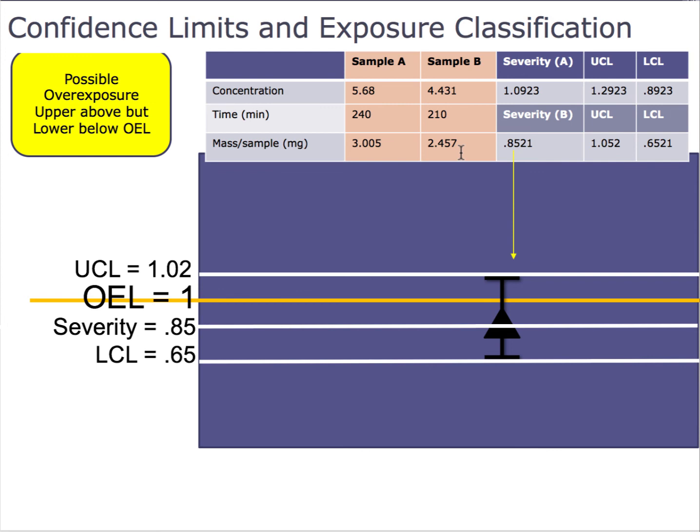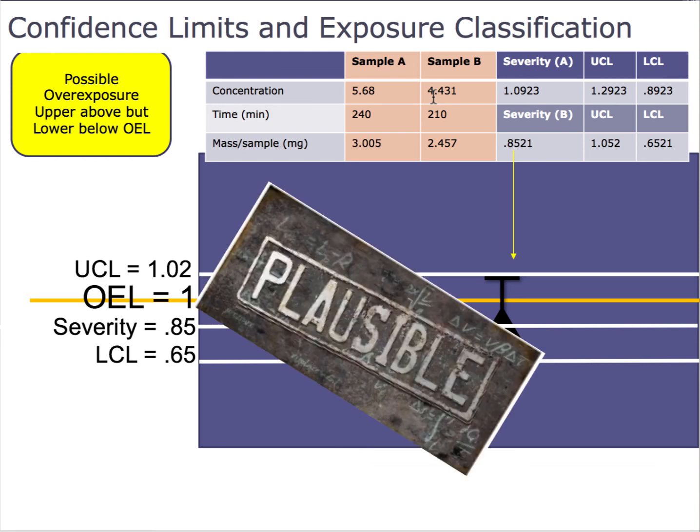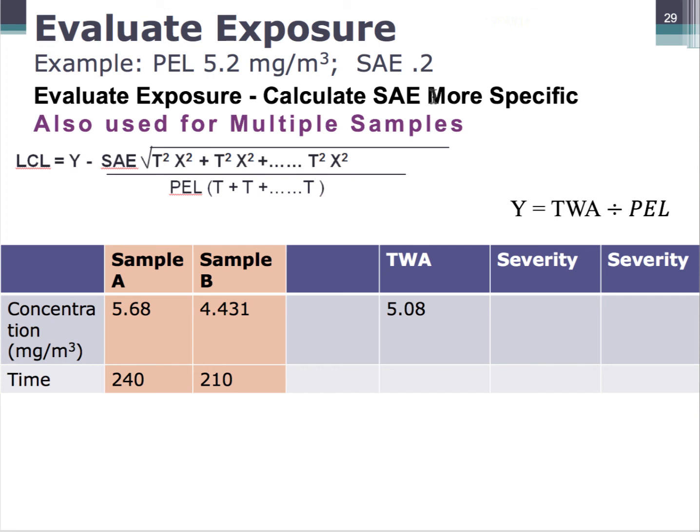So here again, I put some numbers in so you can see that the OEL is 1. Our severity was 0.85 because our sample was less than the occupational exposure limit, which was 5.2, the OEL in this example. Our lower confidence limit is below, but our upper confidence limit is above. So we have a possible overexposure. This is one that we could have missed if we just took the concentration at face value.